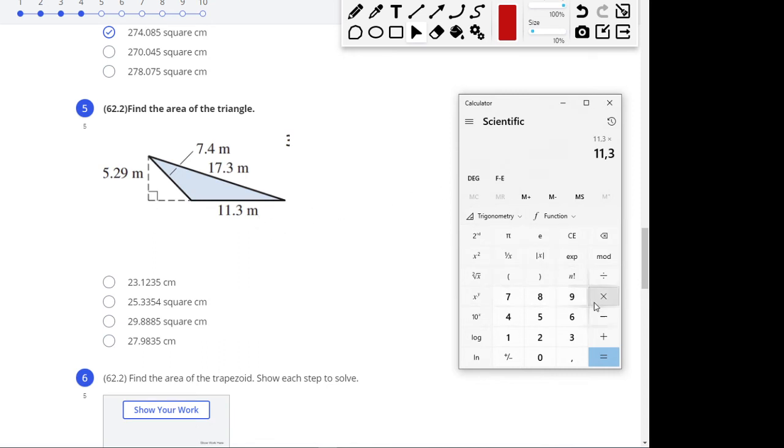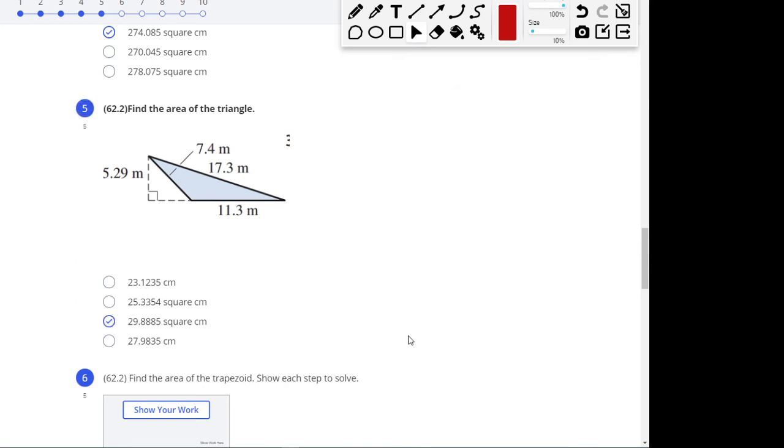Great, 11.3 times 5.25, times a half. A half is exactly dividing by 2. It is 29.8885, or 29 and 8,885 over 10,000. Great.